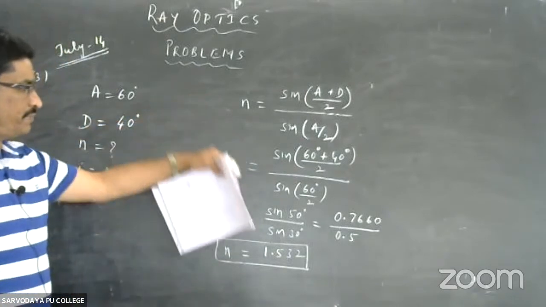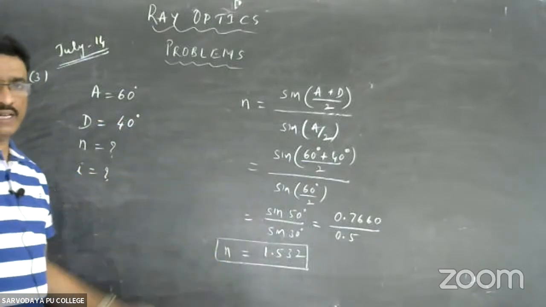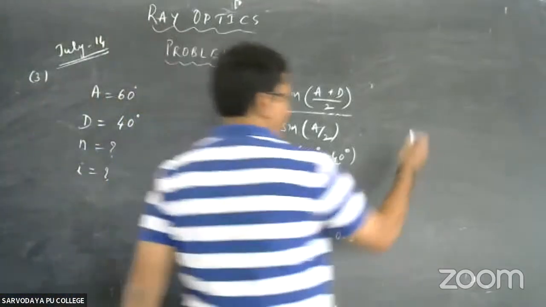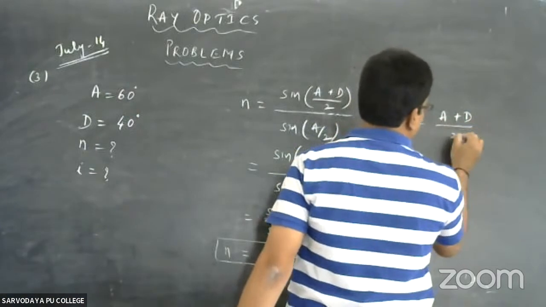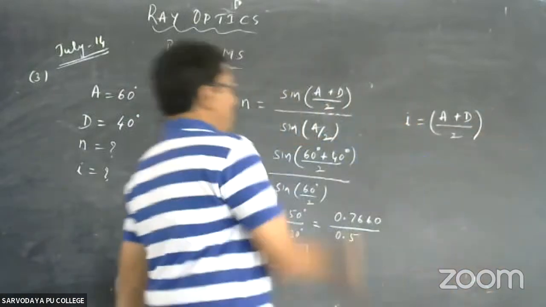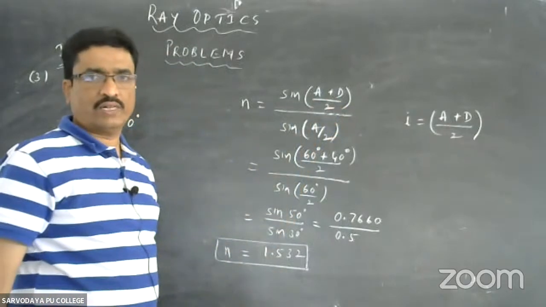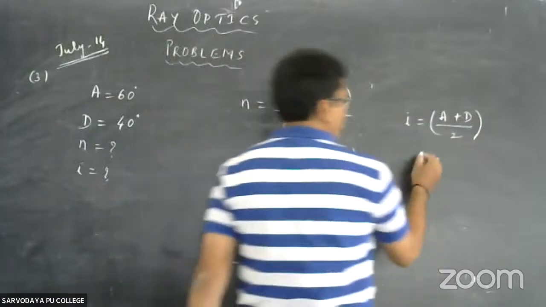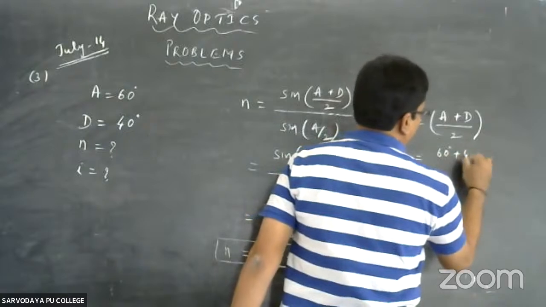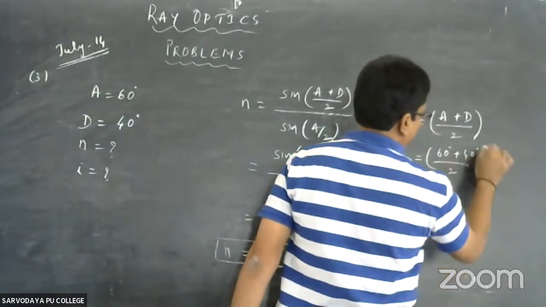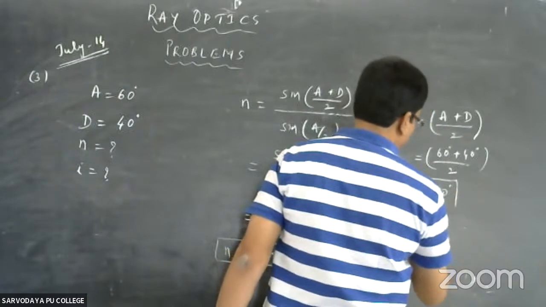Formula 1 mark, substitution, final answer 1 mark, 3 marks. But still we have to calculate one more, that is i, the angle of incidence at minimum deviation position, which I already mentioned. It is A plus D by 2. Whatever way I have taken here itself is the angle of incidence. Therefore, A plus D by 2 is equal to 60 degree plus 40 degree by 2, which is 50 degree. This is the angle of incidence.